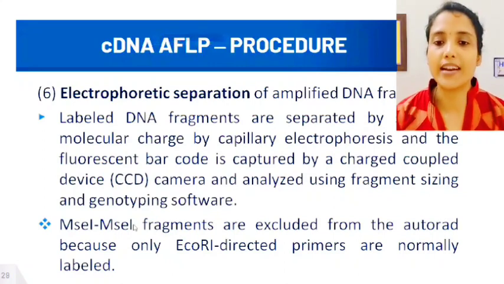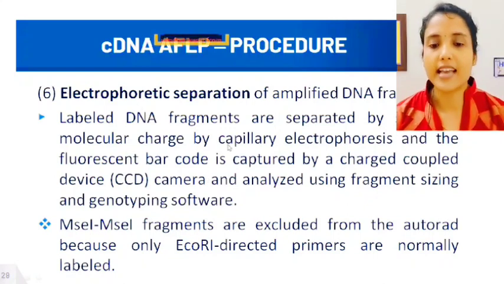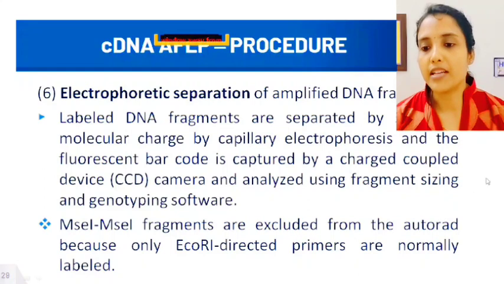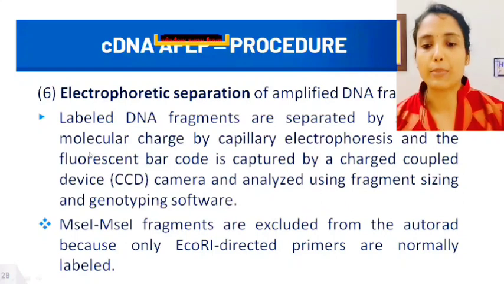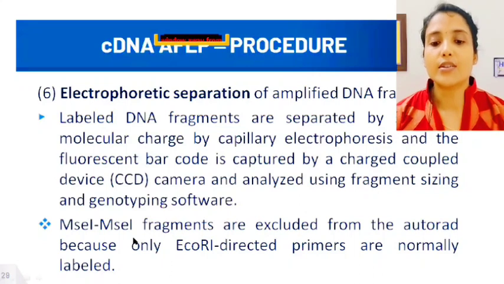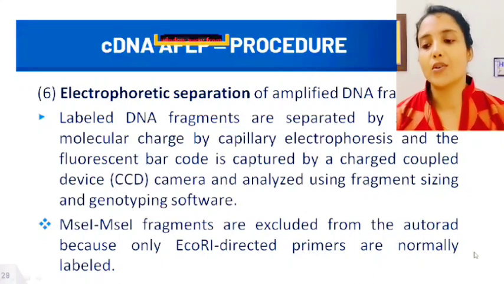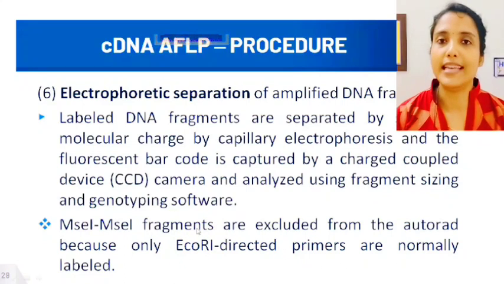So we are going to do the electrophoretic separation of amplified DNA fragments. Labeled DNA fragments are separated by size and molecular charge by capillary electrophoresis, and the fluorescent barcode is captured by a charge coupled device camera and analyzed using fragment size and genotyping software. Okay, so MS-E1 fragments are excluded from the autorad because only EcoR1 directed primers are normally labeled.